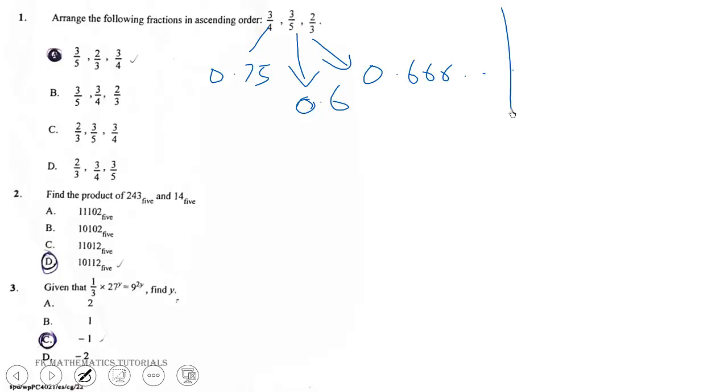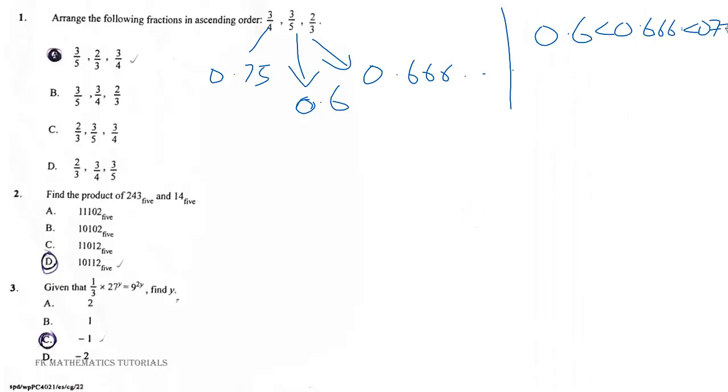Question 1 says, arrange the following fractions in ascending order. So what you can quickly do is to change the fractions to decimals. 0.75, this one will be 0.6, and this one will be 0.666 recurring. So you can see straight ahead that 0.6 is less than 0.6666 recurring, which is also less than 0.75.